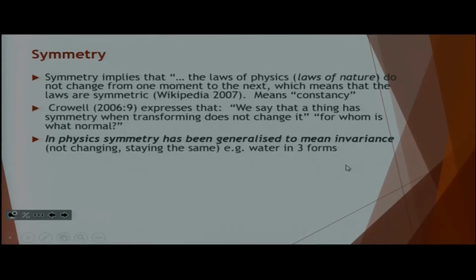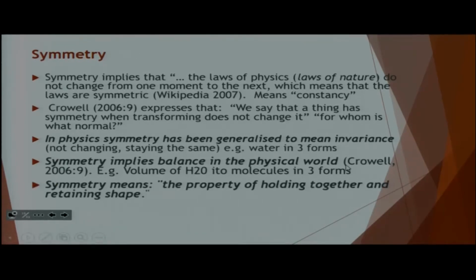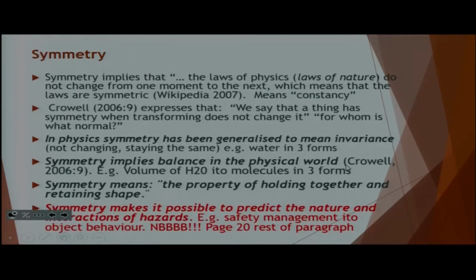Water has got three forms. Symmetry implies balance in the physical world, according to Mr. Crowell. Water, down to its molecules, has got three forms. Symmetry means the property of holding together and retaining shape. Very, very critical, very important. Symmetry makes it possible to predict the nature and the interactions of hazards.